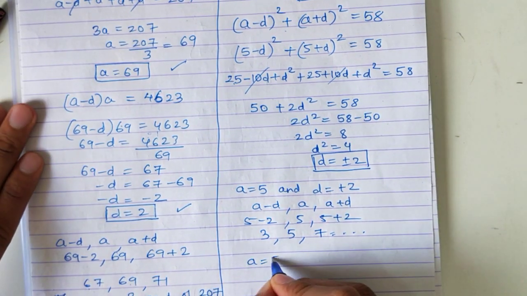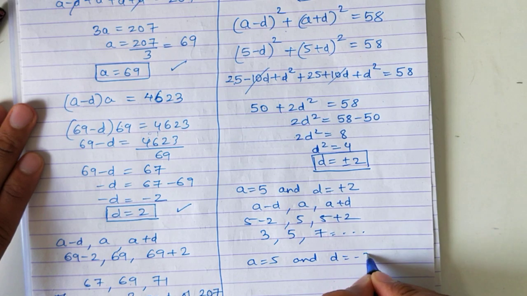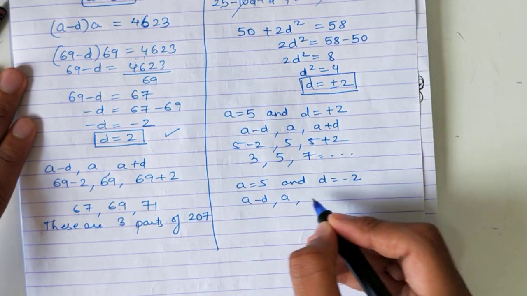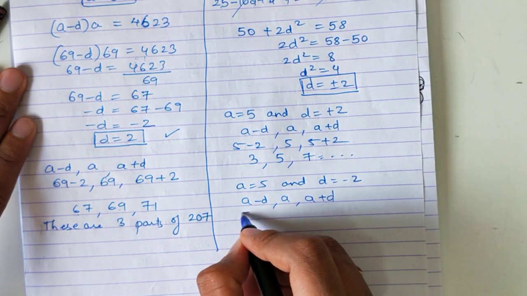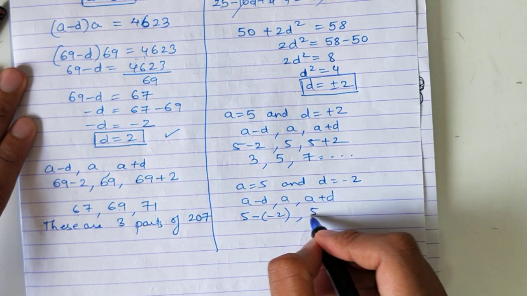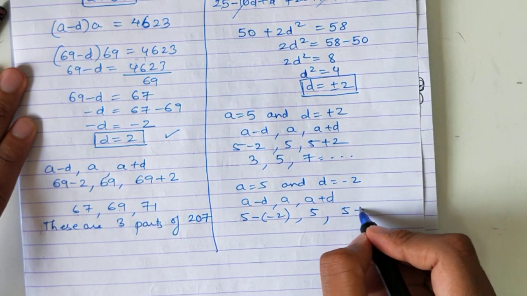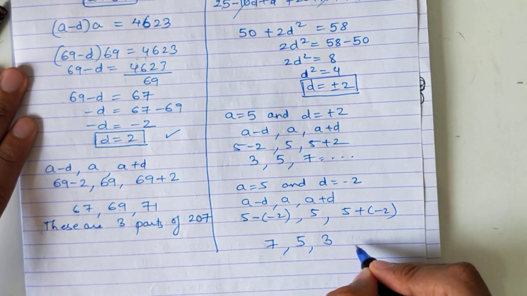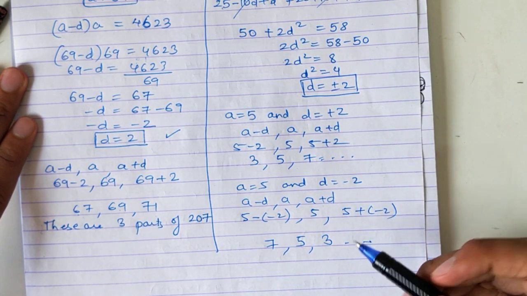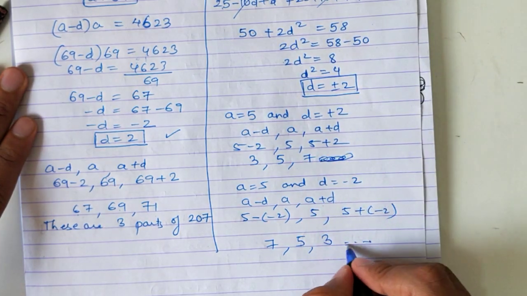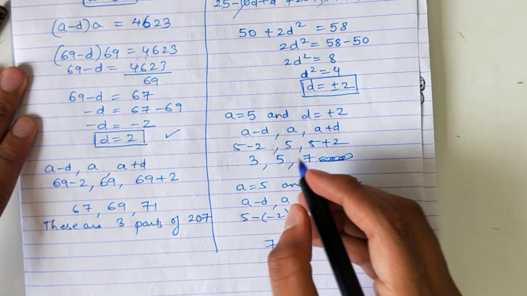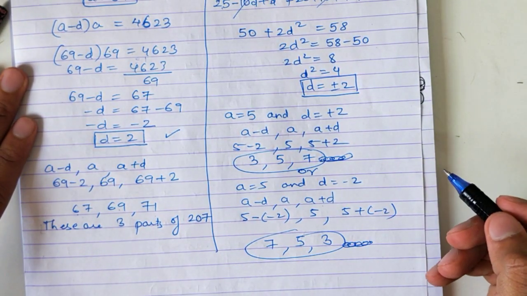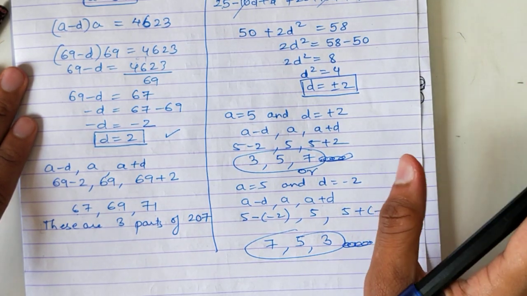And if I take a as 5 and d as minus 2, then my 3 terms, that is a minus d, a and a plus d, will become 5 minus minus 2, 5 and 5 plus minus 2. So this will become 7, 5 and 3. Same ही होता है हमेशा, बस just don't put dots because there are only 3 terms. So either the answer can be this or the answer can be this and this. You have to do it both. You have to solve both.